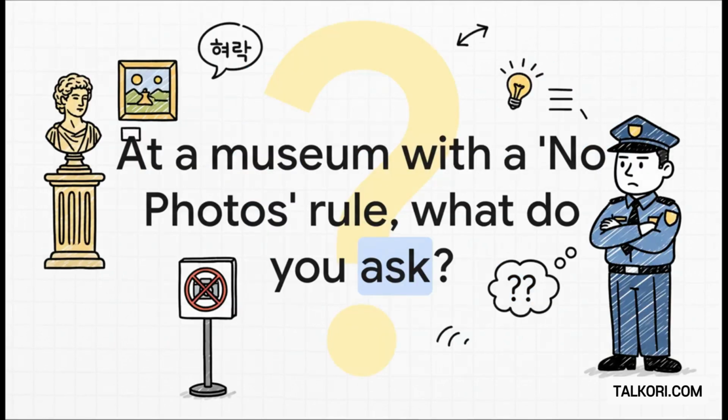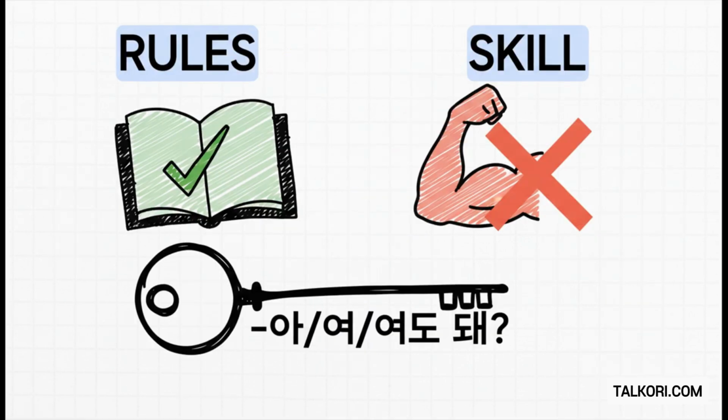All right, time for the final quiz. This one really tests if you understand the core concept. You're at a museum, you see a no photo sign, but you just want to double check with the guard. Which question do you ask? A, the one about skill, or B, the one about the rules? And the answer is B, of course. You're asking about the museum's rules, not whether the guard thinks you're a good photographer.